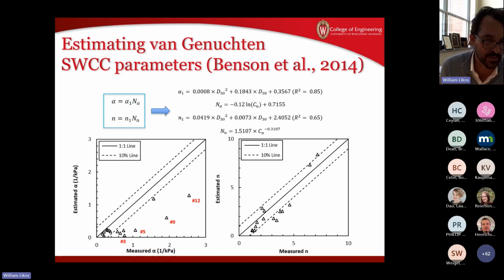The two figures on the bottom show the performance, which is reasonable for n. You can see that most of those predictions there are within 10, maybe 15%. And for the alpha parameter, it is reasonable for alpha values below about 0.5, which is within the range that we would be most interested in for drainability of base materials. You know, an alpha value of about 0.5 corresponds to an air entry pressure of 2 kPa. Most of those materials are going to be reaching air entry pressure around or below that value.